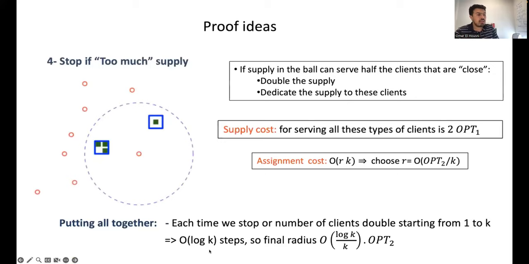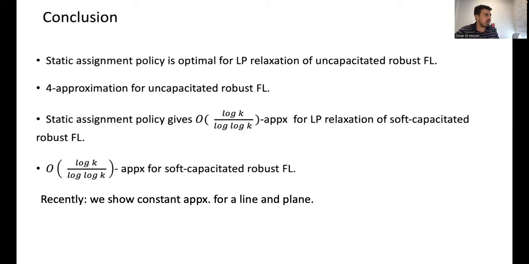And this log K step is the largest radius of the ball that I have to achieve. So this last piece I show only log K, but doing some tricks we can make it log K over log log K. This is just for illustration. So hopefully I was able to convey some of the ideas behind this proof.